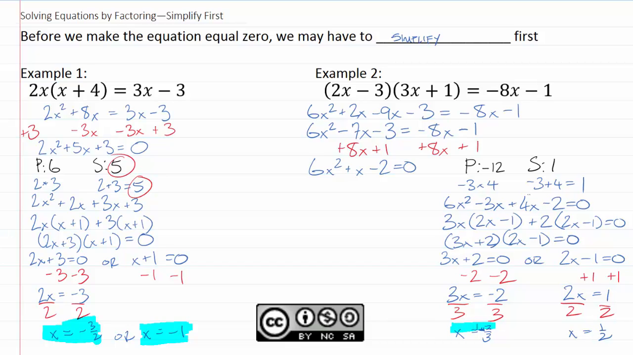So you see, this is exactly like what we've been doing. The only difference is you have to do a little simplification first, but once you do, it's just all the same stuff as usual.